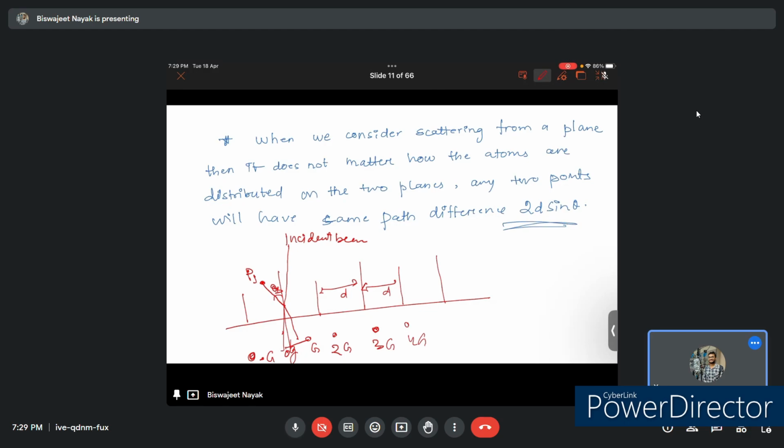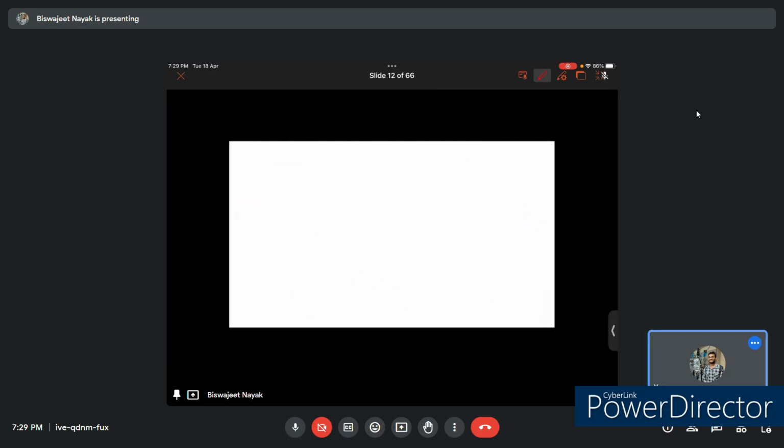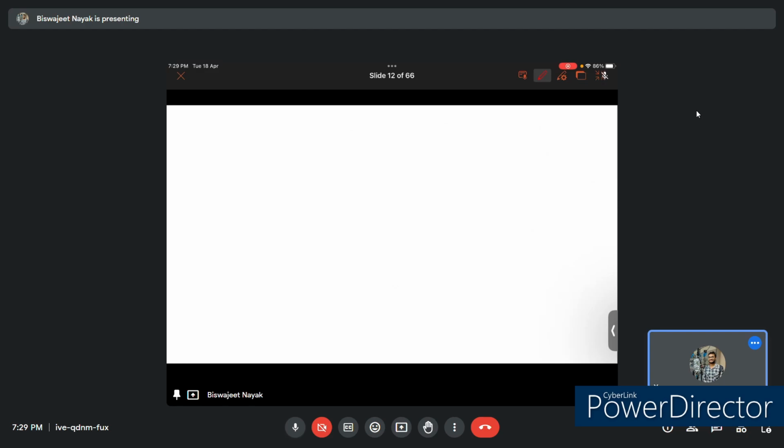So when we consider the Bragg angle, the Bragg angle is not the scattering angle here, rather whatever angle they are diffracting at will be the semi angle.